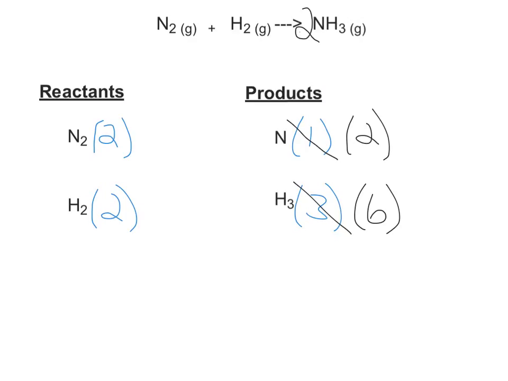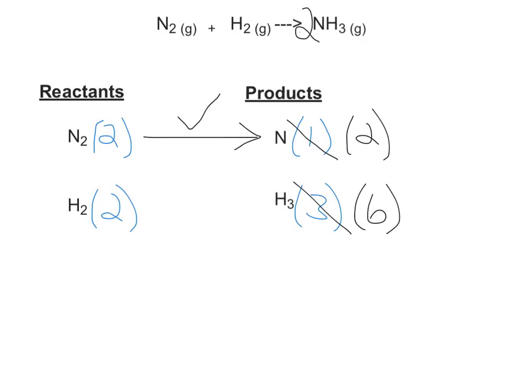So now we just want to go across and see if these balance between the reactants and the products. So first we can look at nitrogen. What we find is that we have 2 nitrogens on the reactant side, 2 nitrogen on the product, and so nitrogen is now balanced. We then need to compare hydrogen. Well, what we see is that we have 6 hydrogen on the product side, but only 2 on the reactant side, and so we need to add a coefficient in front of that hydrogen gas on the reactant side in order to balance the chemical equation.